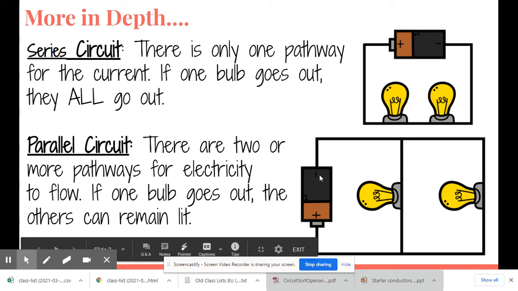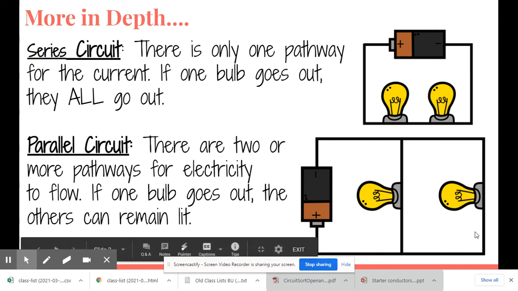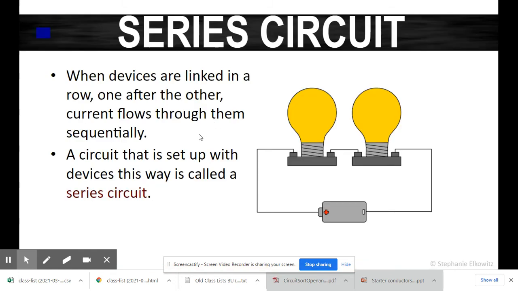So if we look here at this diagram, the flow of energy coming out of the positive end can go to this light bulb, then through that negative end of the battery. It can also go to the other light bulb and go around. So it has more than one path versus a series circuit, just one little way that flow of energy can travel.